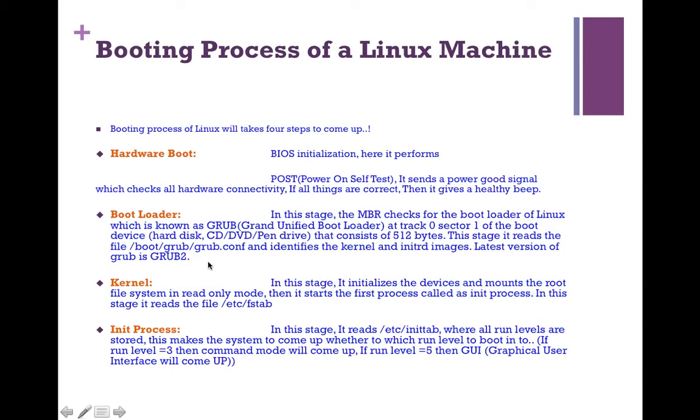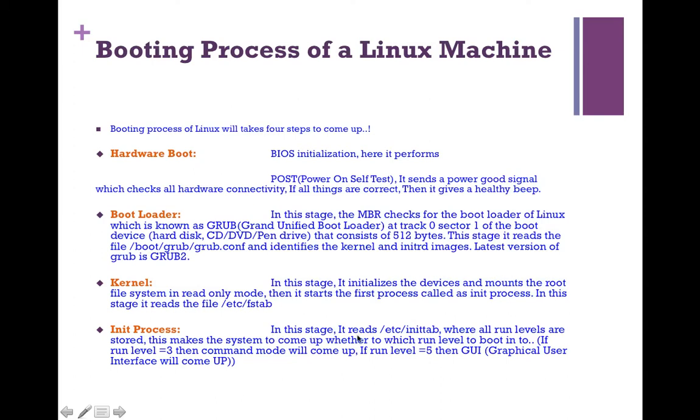And the third stage is kernel. In this stage, it initializes the devices and mounts the root file system in read-only mode. Then it starts the first process called the init process. In this stage, it reads the file /etc/fstab. And the fourth stage is the init process.